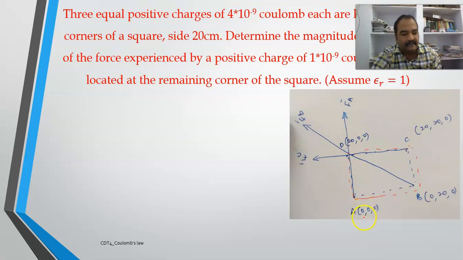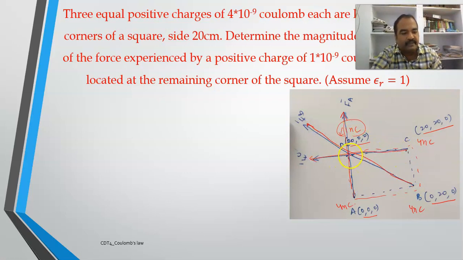Now I am considering A as 0, 0, 0, B as 0, 20, 0, this is 20, 20, 0, and this is 20, 0, 0. Now let us suppose A, B, C are the locations where you do have the charges of 4 nanocoulombs. And this is the location where a charge of 1 nanocoulomb is placed and it is experiencing forces from these charges. So the direction of the forces will be, this is due to A, this is due to B, and this is due to C.